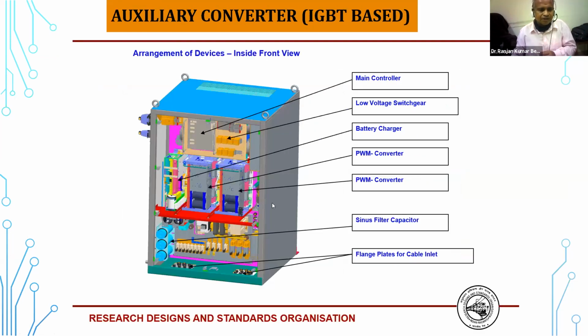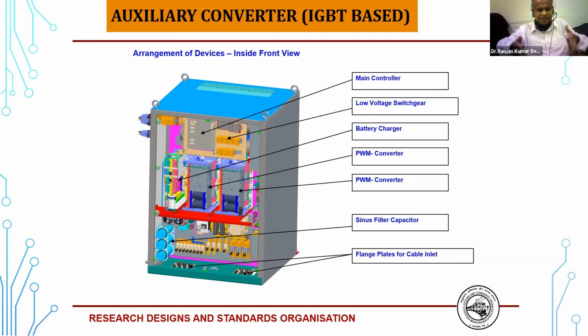If you see this one, inside this packet you need to fix everything: your converter, inverter, controller, filter circuit, battery circuit, all the elements. Then outside you have a bushing. You can see here two bushings are there. These bushings are fixed because the railway has a lot of vibration. Under that vibration, this converter should not have a loose contact because the complete unit is so large.